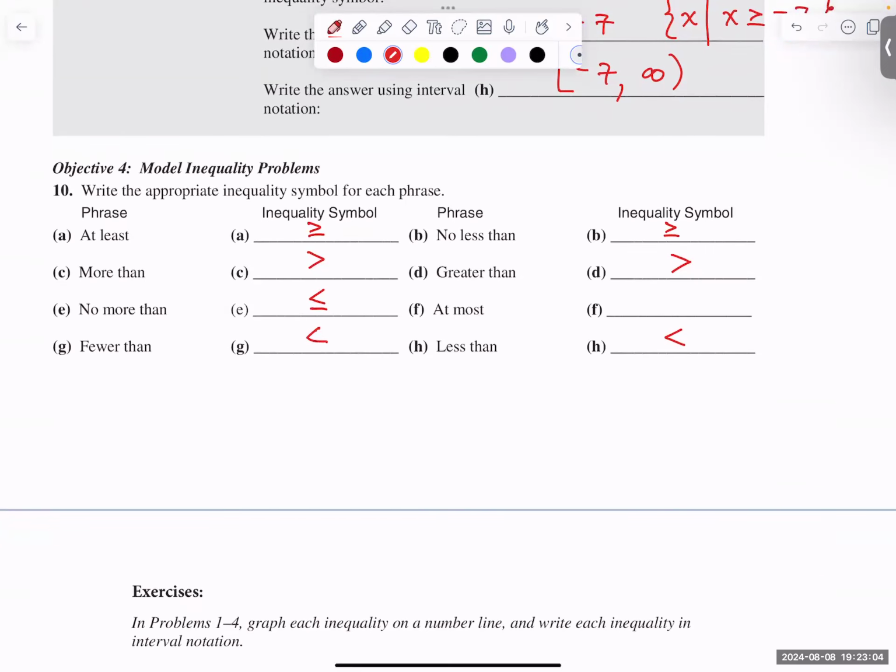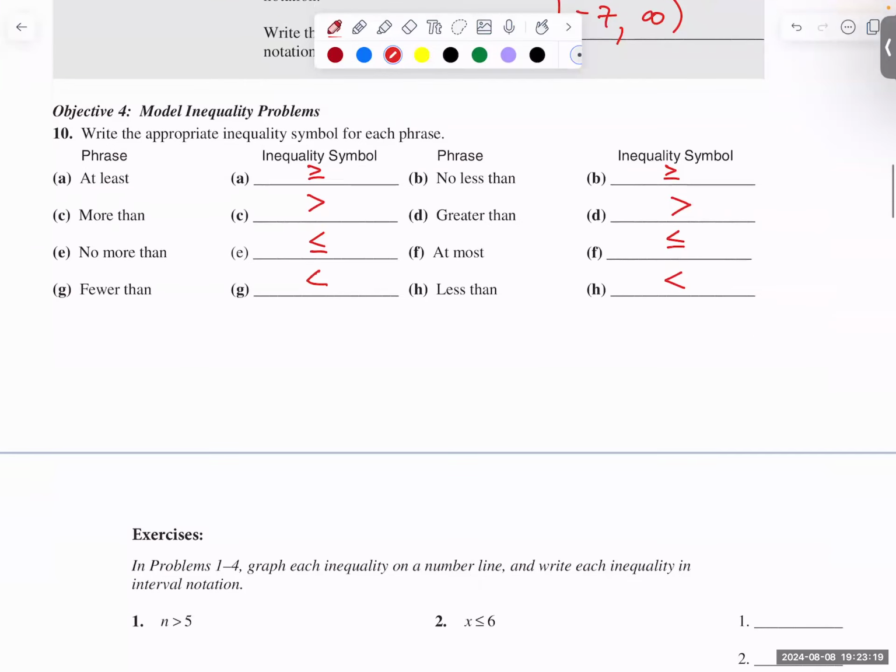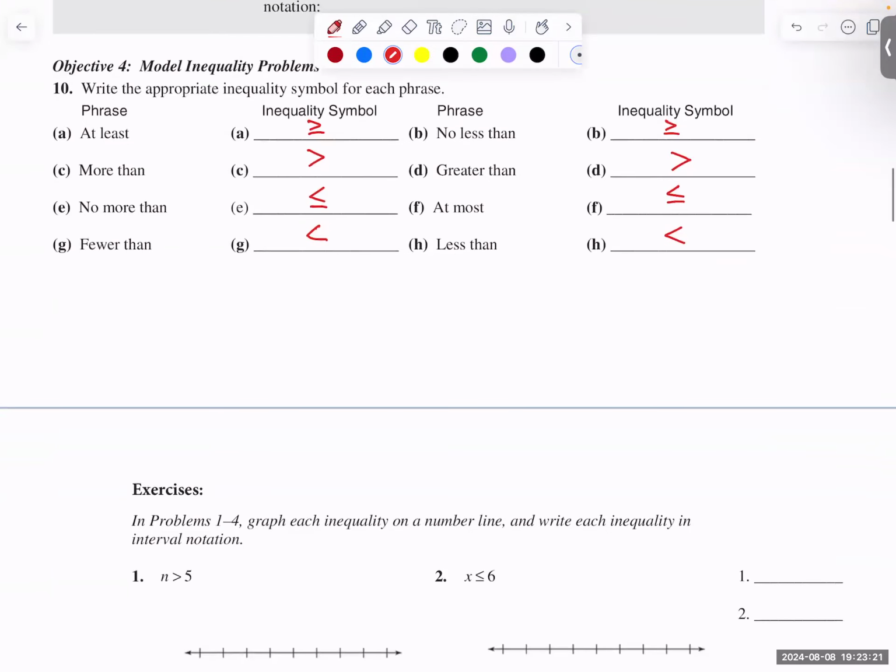And part F, at most. So these will be values that will be less than or equal to, at most, some limiting value. So up to and including some value.